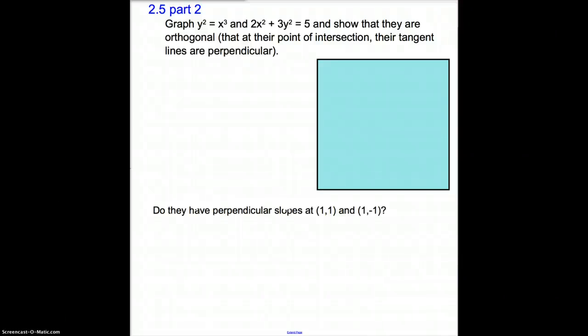Hello, section 2.5, part 2. I'm just going to do a few examples for you of things that will show up on the homework.